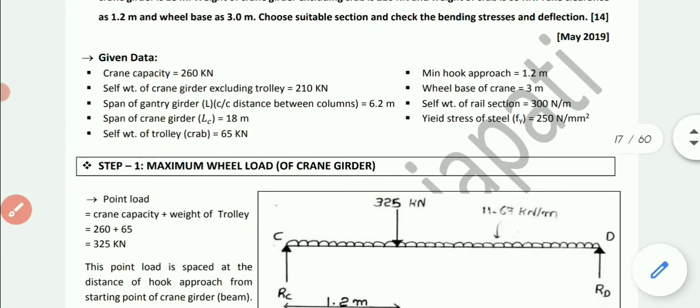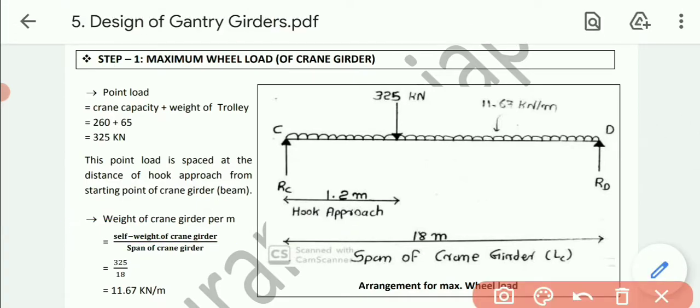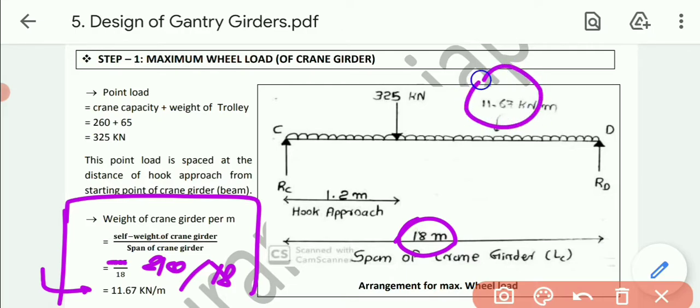Okay, just a minute. Okay, so over here, it is a printing mistake, it is 210 divided by, we can say, 18, that is the span of the crane girder. So ultimately 21 by 18, so our answer will be 11.67 kilonewton per meter. So that's our UDL, that is over here.